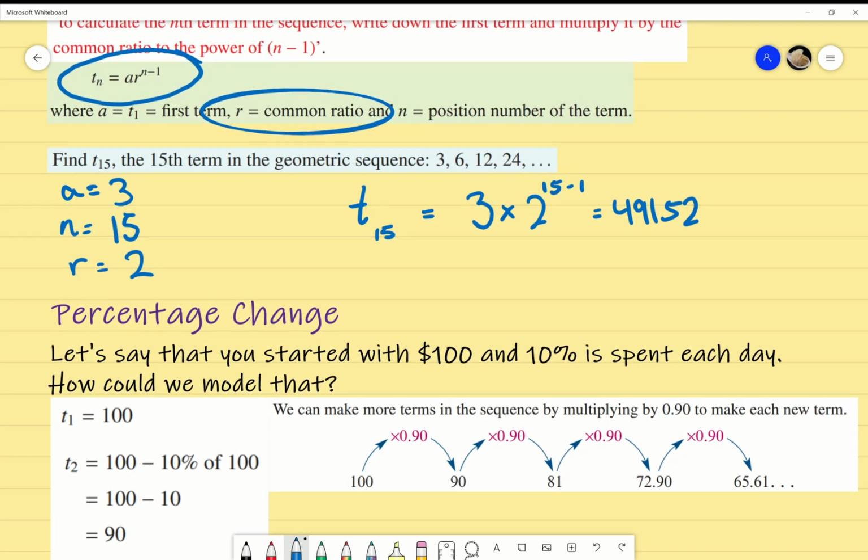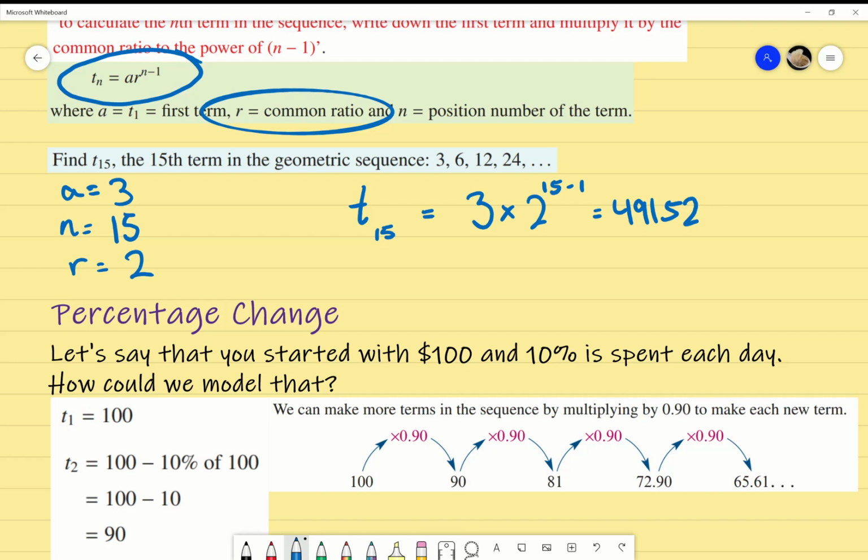Okay. The next component is an example of percentage change. Now, you guys have done percentages in the past. Some of you guys would have hated them before. But we're going to try and keep this as simple as possible. Let's say that you have some money saved up. You have $100. And each day, you spend 10% of that money. Now, of course, you're not going to spend $10 each day, right? Because let's say if you had $100 the first day, you spend 10%, you have $90 the next day.